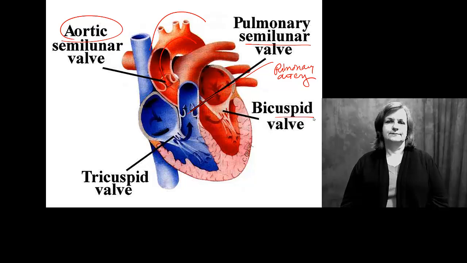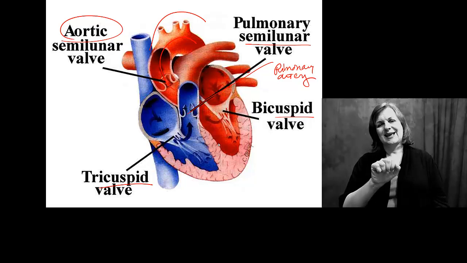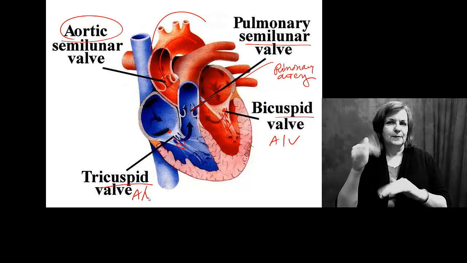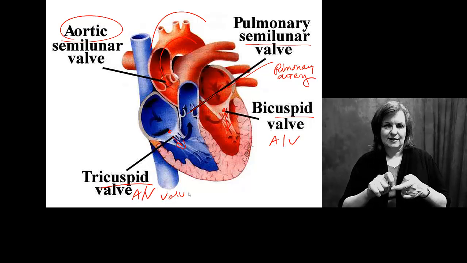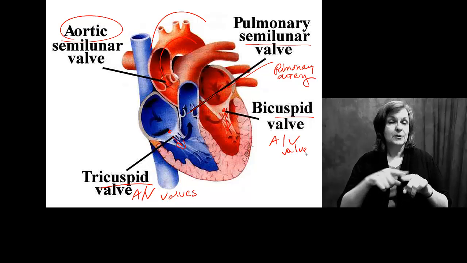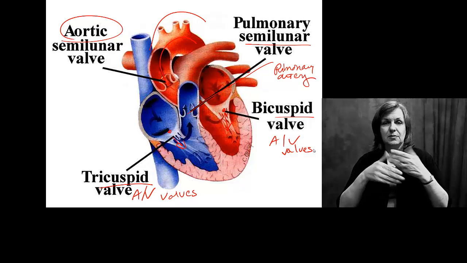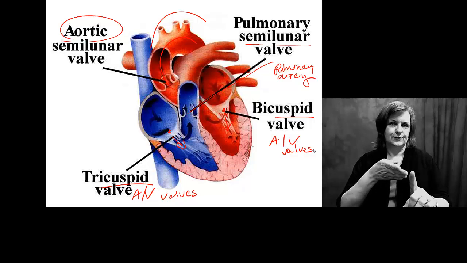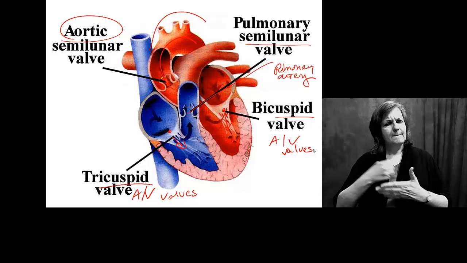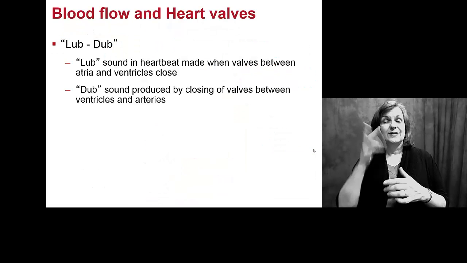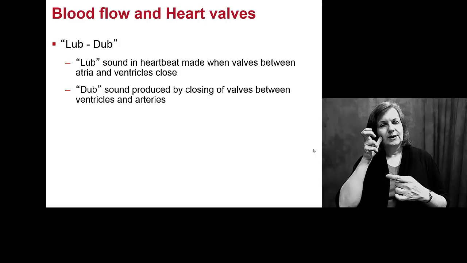The cuspid valves are associated with the connections between the atria and the ventricles. So these are AV valves. Some of you know them as something else, and that's fine. I'm not going to get into a whole lot more detail about the valves themselves, but I want you to know that they're there and they help us regulate blood flow and make sure it goes in the same direction.